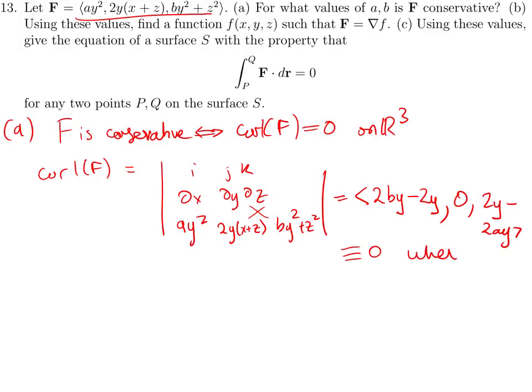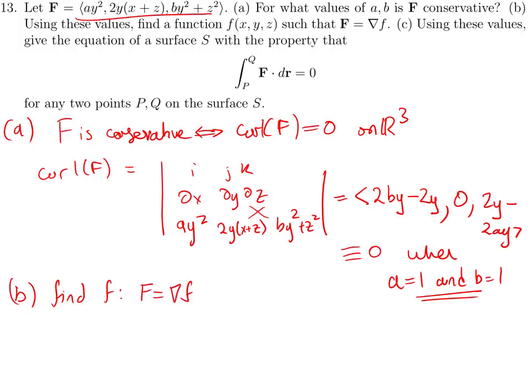And when does that happen? Well, that happens when all the entries are 0, and that happens when a equals 1 and b equals 1. So for a equals 1 and b equals 1, this vector field is conservative. That's part 1. Part B is to find some f so that the vector field is the gradient of f. We now found the values of a and b for which it's conservative. There's only one value.